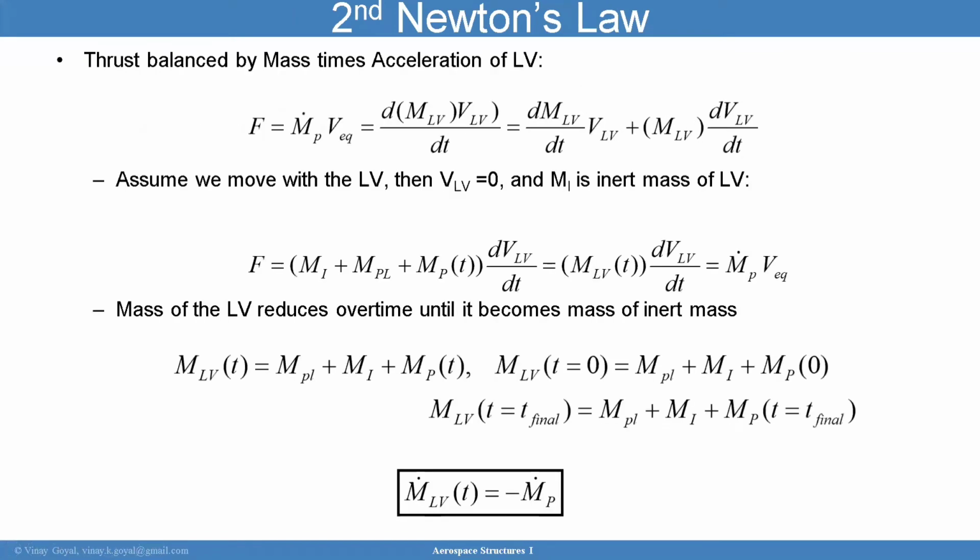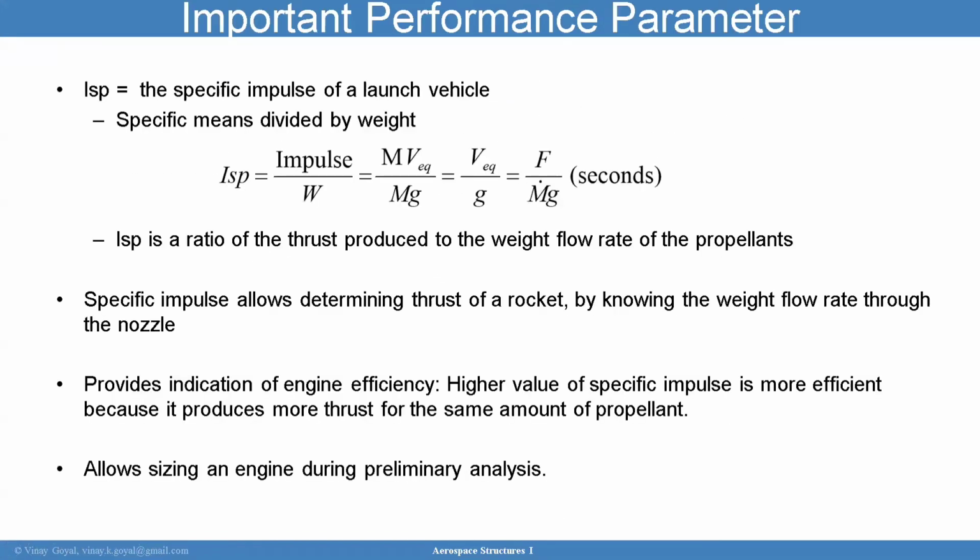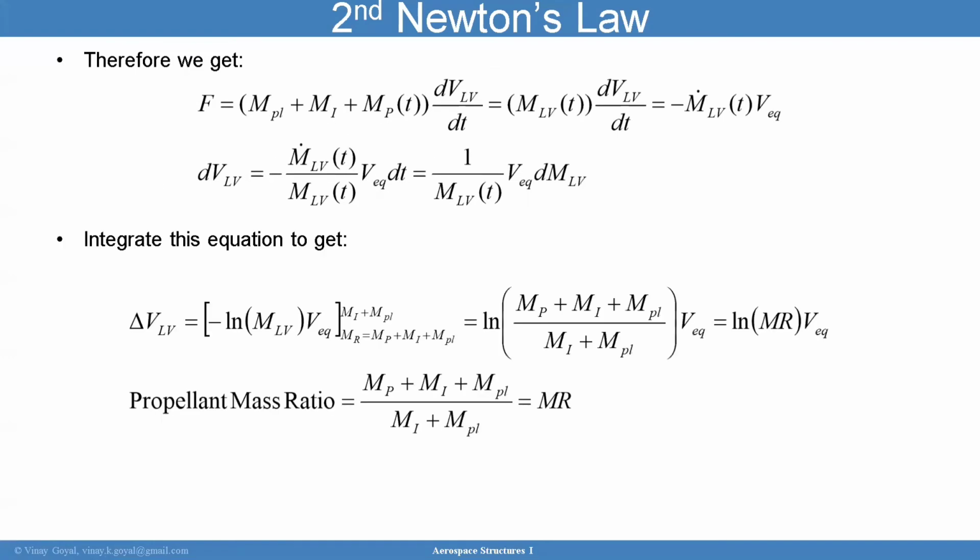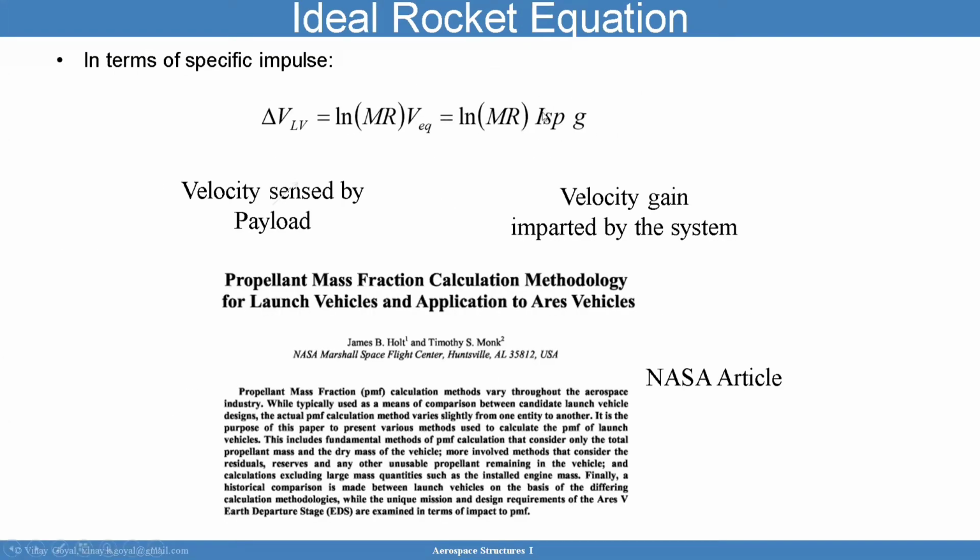So what I've done is use this equation right here, and feel free to pause the video to remember this, but Isp is v_eq divided by g. And so I'll basically use that equation to write this right here. And so if I know the Isp of the vehicle and I know the propellant mass ratio, then I can calculate the velocity sensed by the payload and the velocity gain imparted by the system. I highly recommend reading the NASA article posted here, where the propellant mass fraction calculation methodology for launch vehicles and applications to the Ares vehicle is provided.